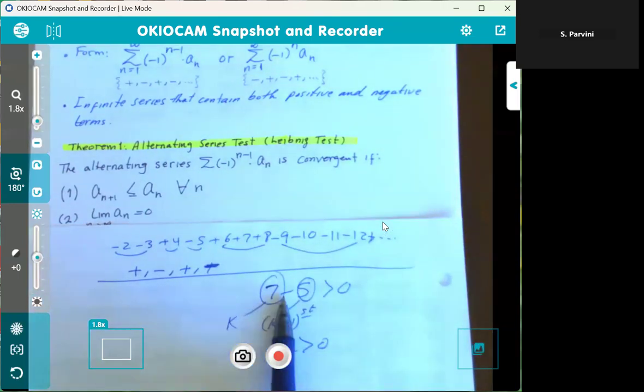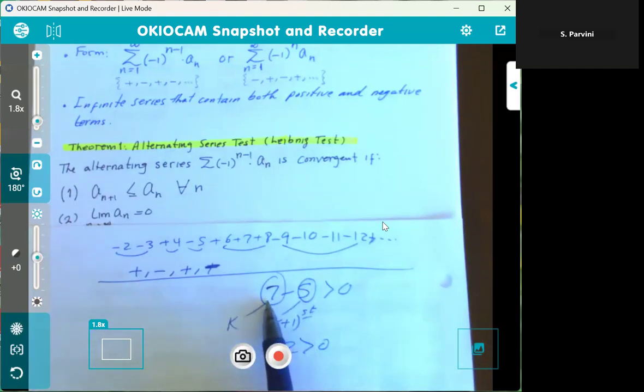So I made up just a couple of numbers to clarify that symbol. This is the kth term. This is the k plus first term. The difference is positive, and the sequence is decreasing.